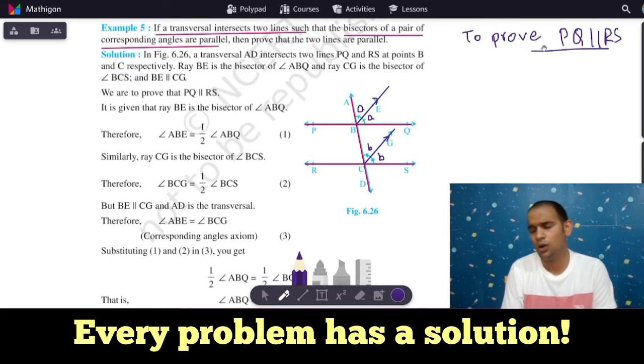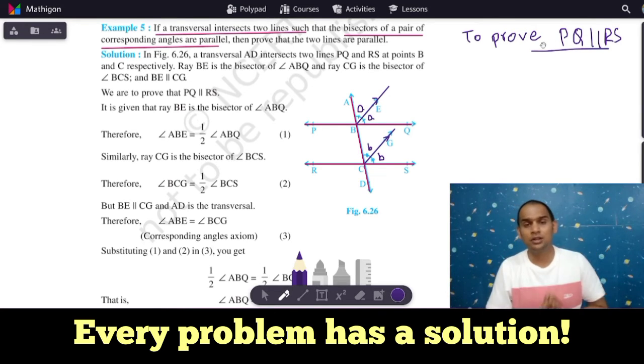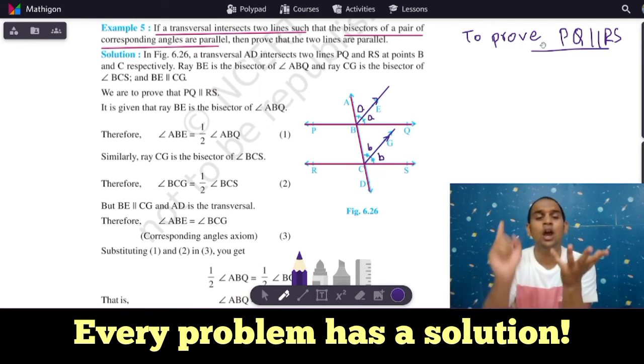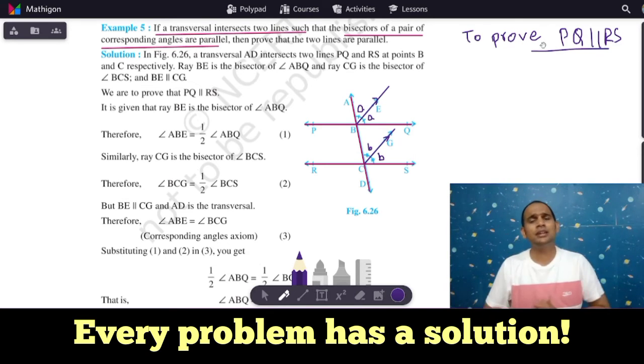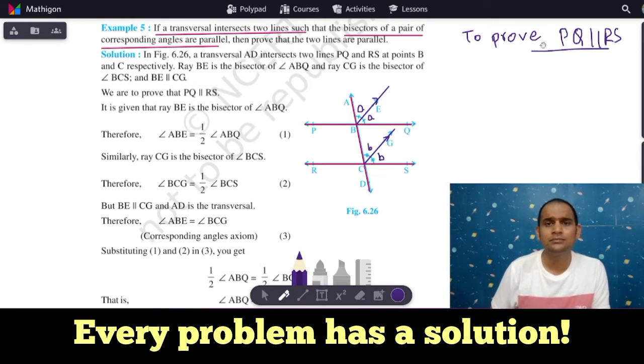Let's try to understand how. How can we prove lines are parallel? We have learned theorems and their converses as well. If somehow we are able to show that their corresponding angles are equal, or alternate interior angles are equal, or interior angles on the same side of the transversal are supplementary, either of the three, we can clearly say that the lines are parallel to each other. Okay, so let us begin.